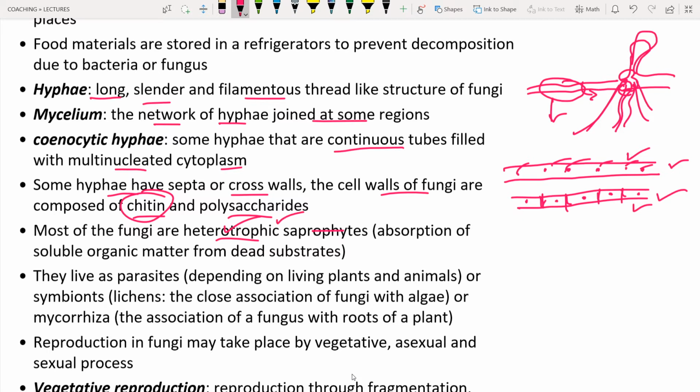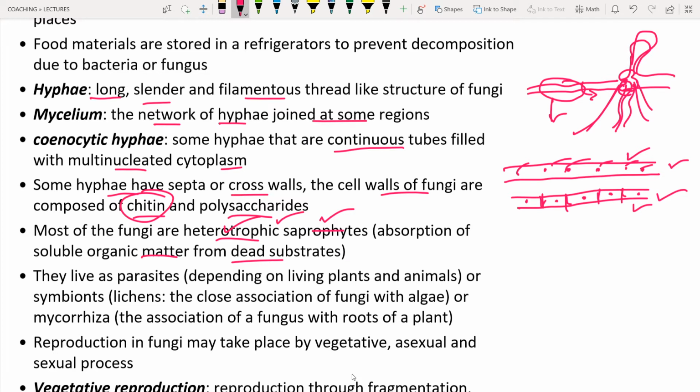So here the fungi are not only heterotrophs but also saprophytic. What is meant by saprophyte or saprophytes? It means organisms that digest the organic material of dead substances or any other substances. So that is known as saprophyte. Such a condition is known as saprophytism.